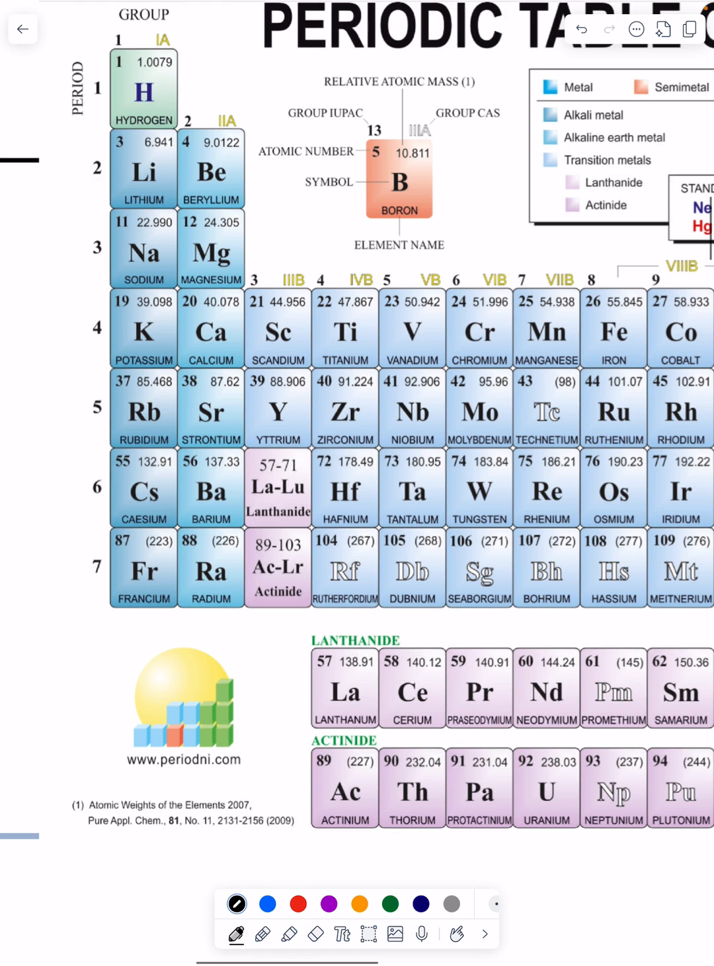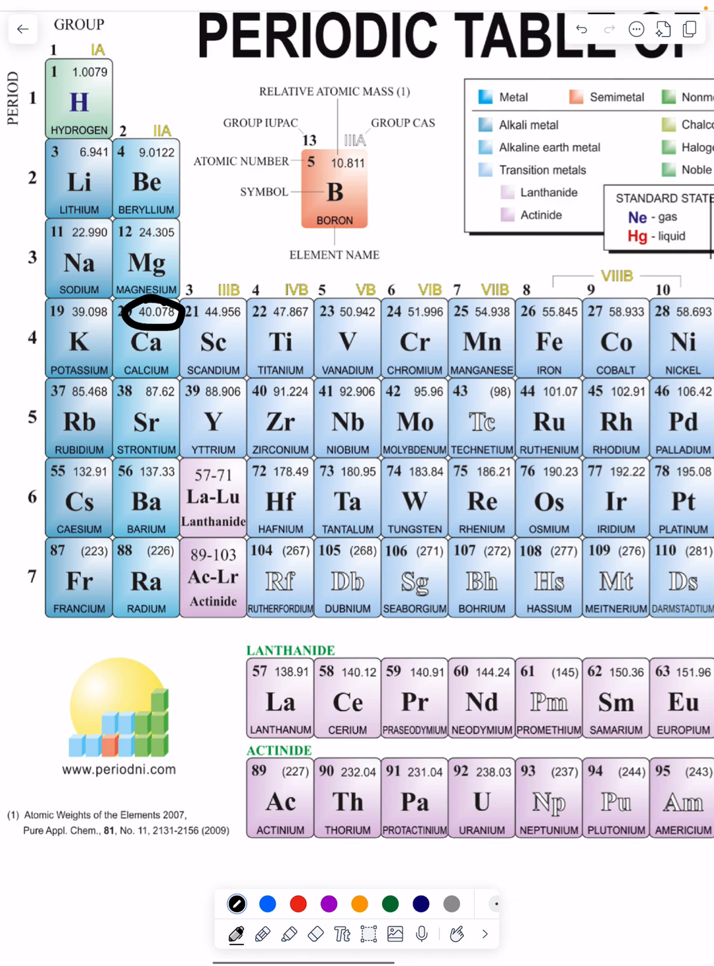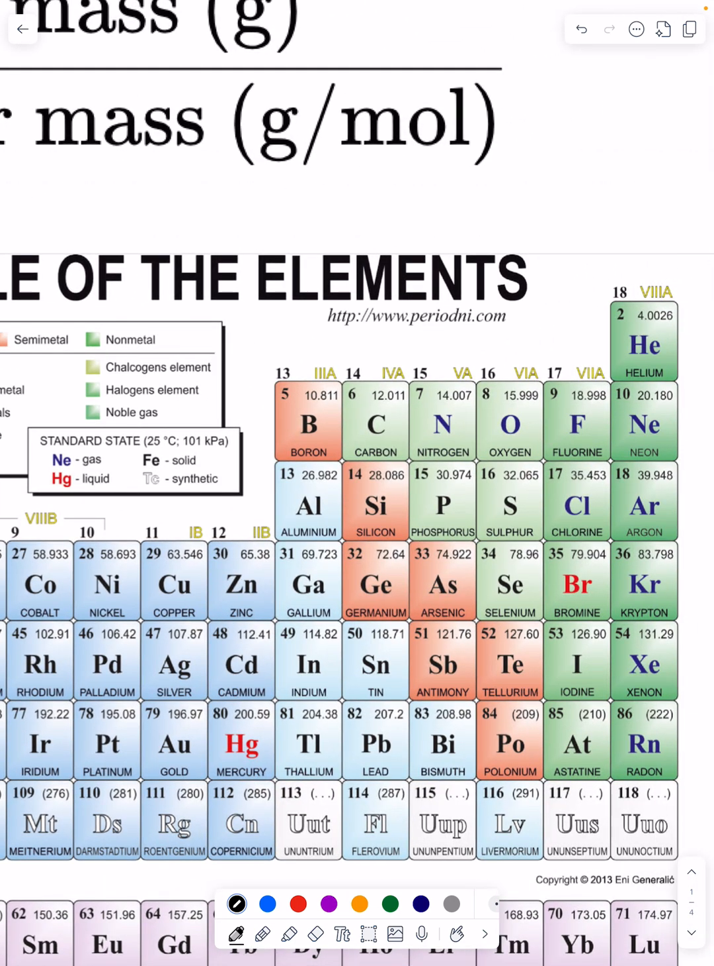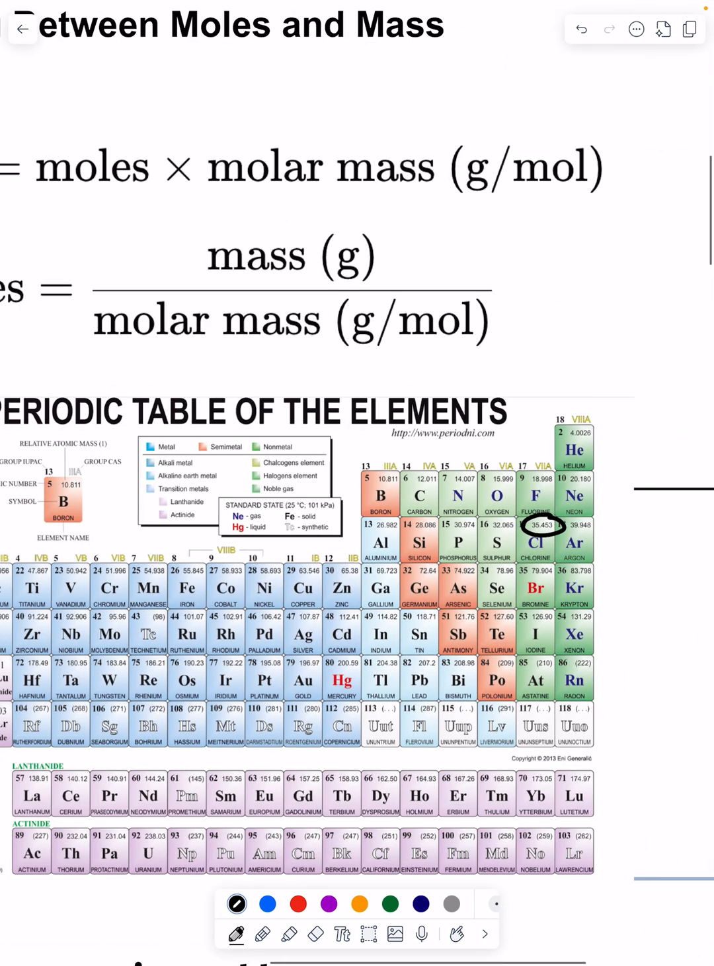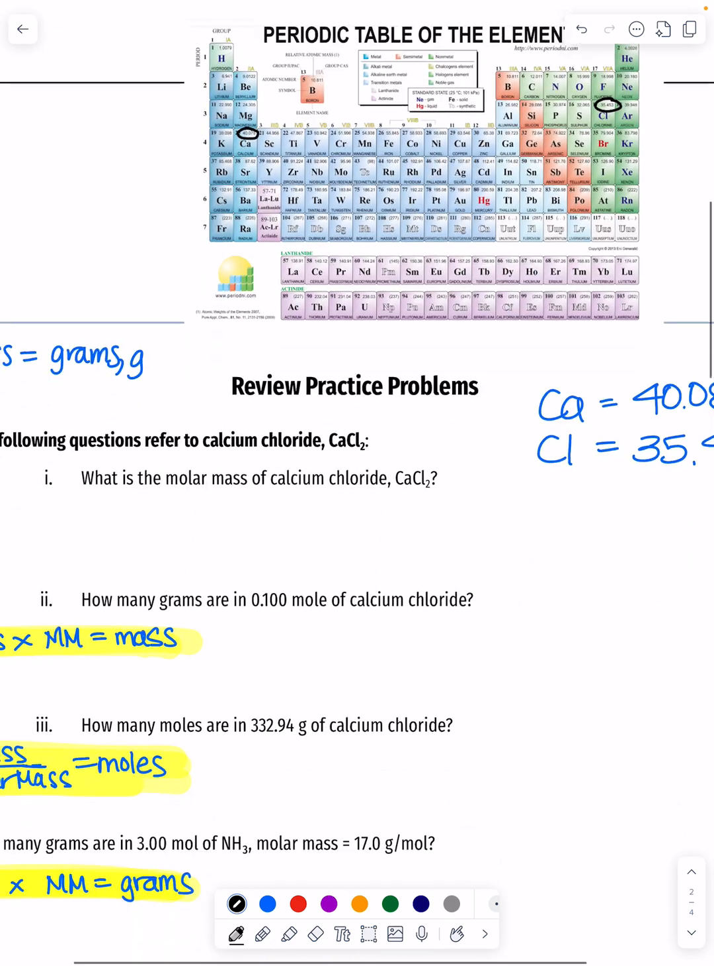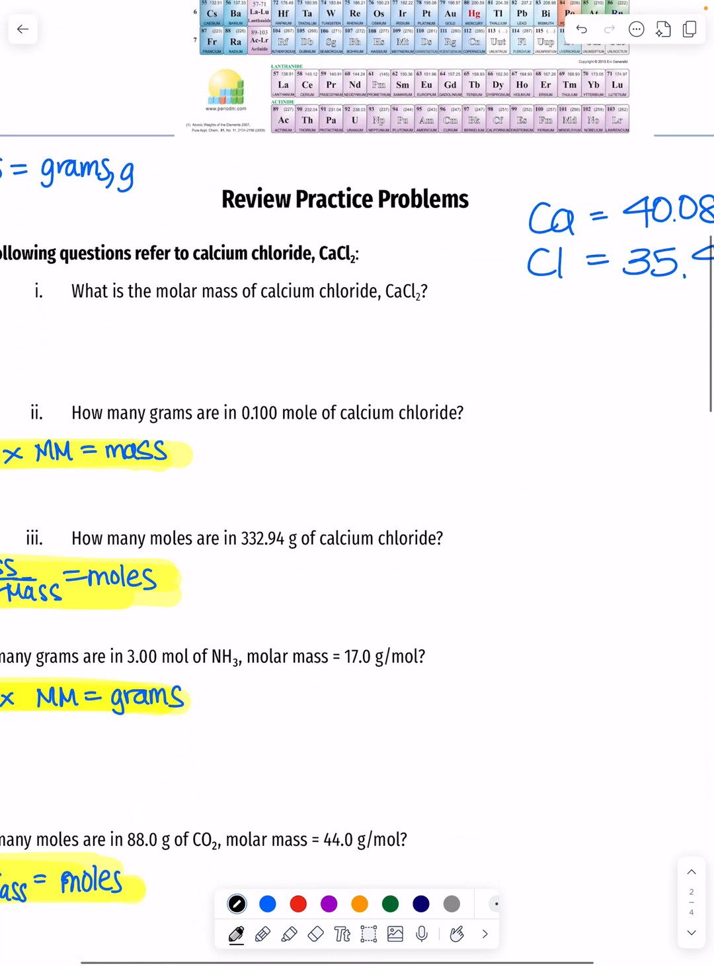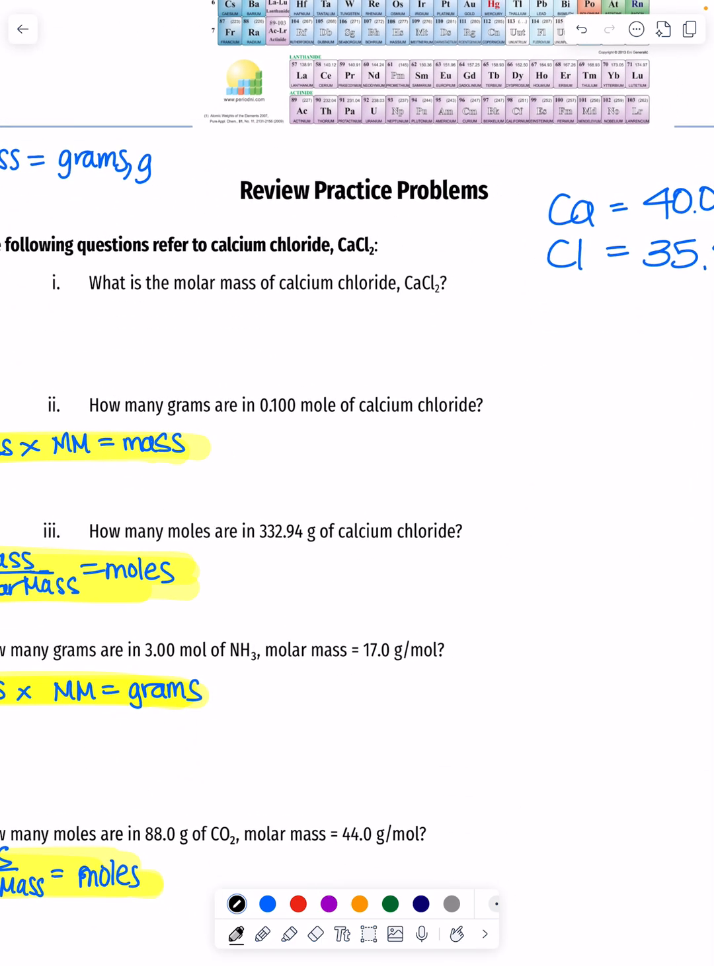The masses for this periodic table are right here. We have Ca is 40.078. Cl, all the way over here, 35.45. On our periodic table, we might see it at the bottom, but there are many different periodic tables. So now if I want to get the molar mass, it looks like there's 1 Ca and 2 Cls. I need the mass of 1 Ca plus the mass of 2 Cl.